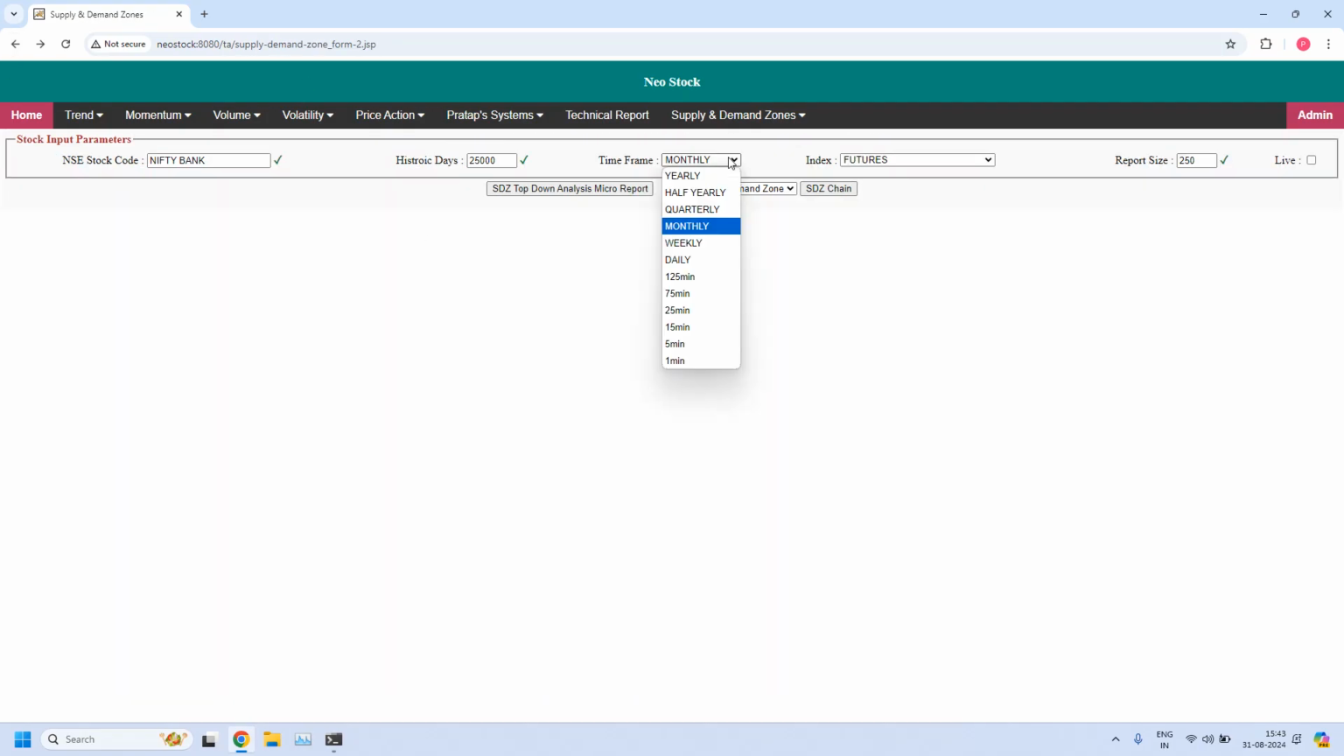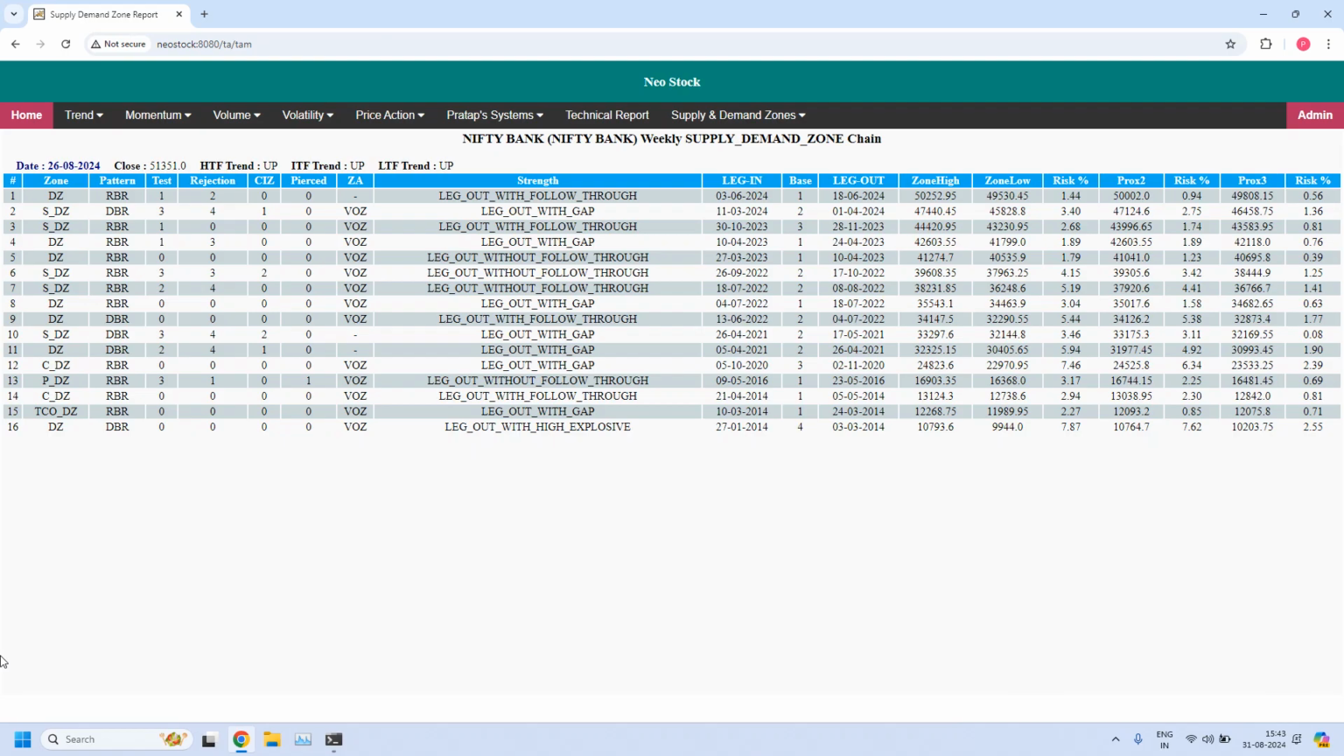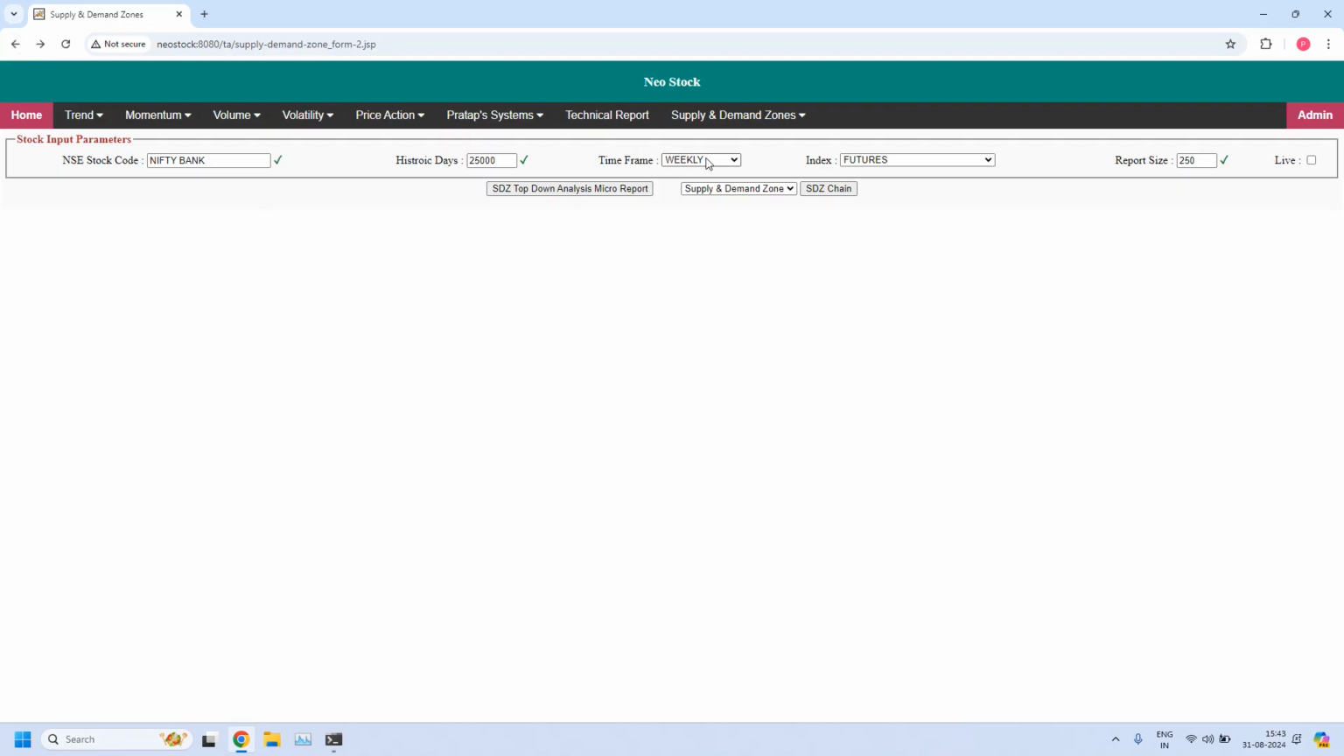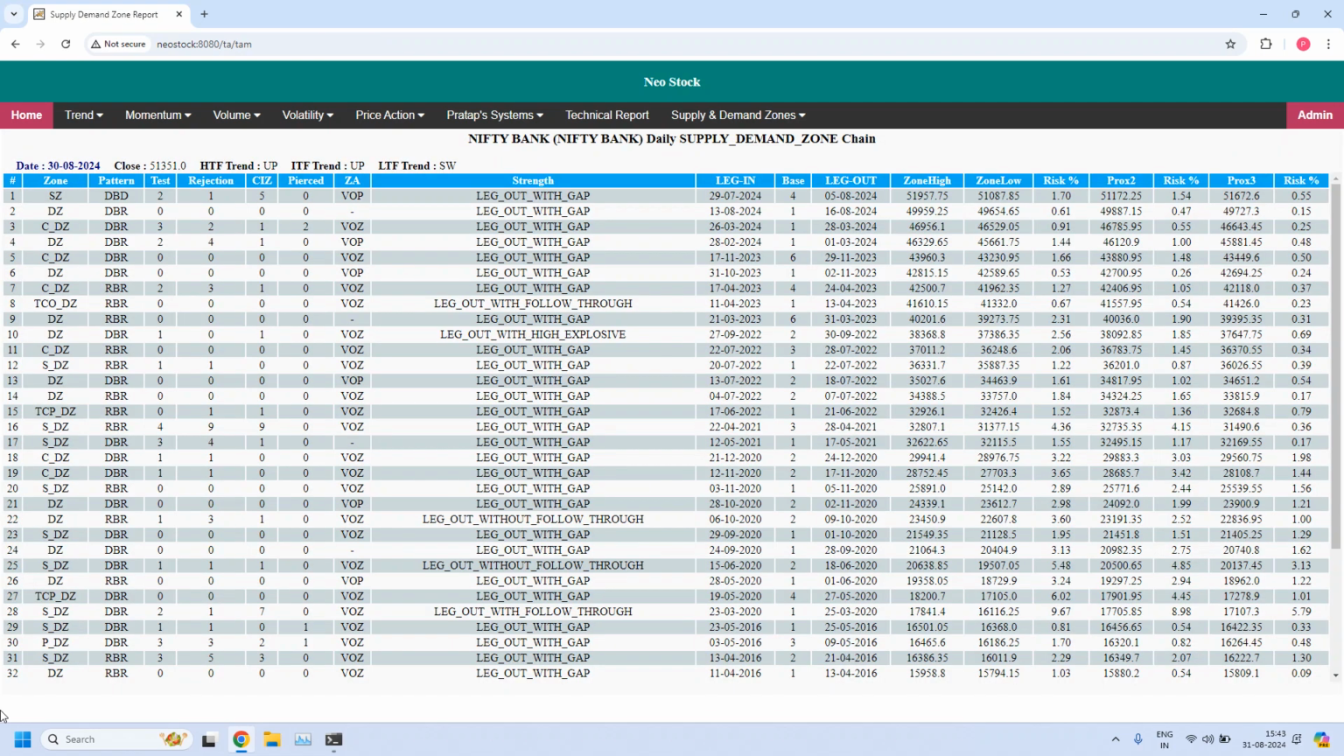Next time frame is weekly. I am generating weekly supply demand zone chain for Bank Nifty. The next time frame is daily. I am generating daily supply demand zone chain for Bank Nifty.